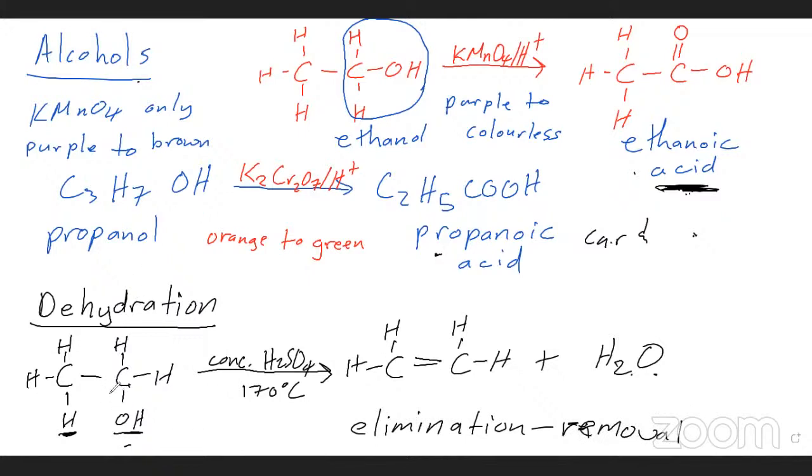So if you look at it, the forward is elimination and the reverse is addition. As I mentioned, alkenes do addition, right? So we add water to the alkene and you get the alcohol. You eliminate water from the alcohol and you get back the alkene. So it's more of an elimination reaction. All right, so the name of the reaction is esterification.